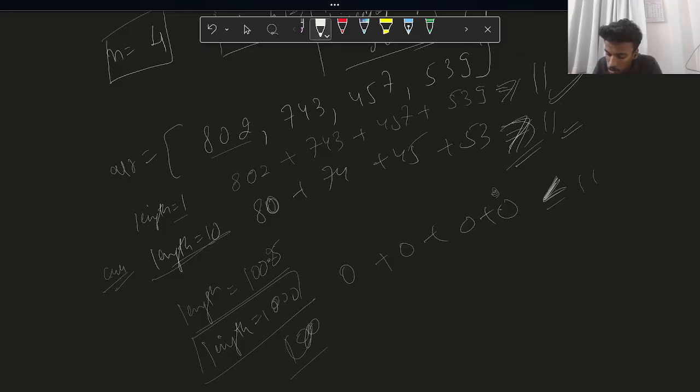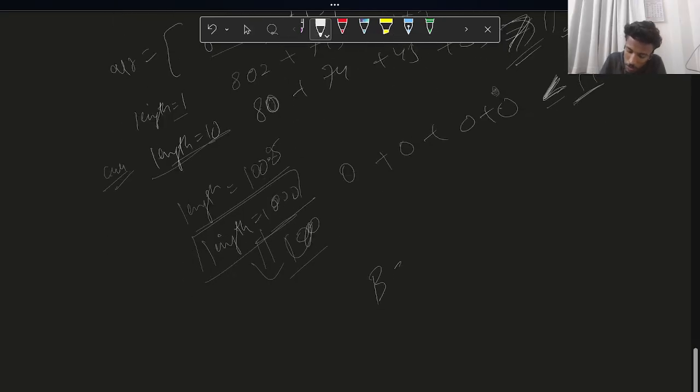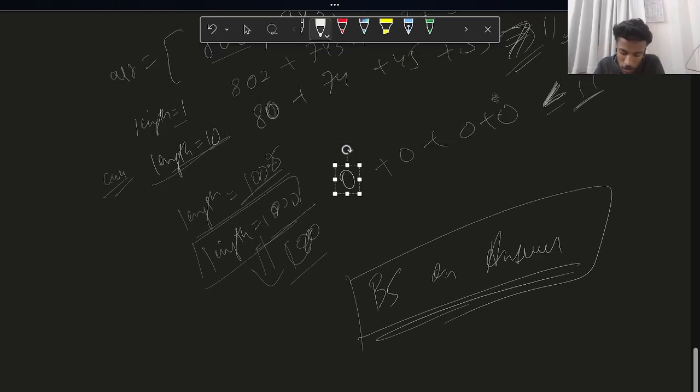Okay, because this gives us zero pieces and we want 11. So since 1000 is not possible, any length greater than 1000 is also not possible. So clearly we can see a binary search on answer thing. So this is a binary search on answer, but the only difference is the value can also be double. The value can be in decimal also.